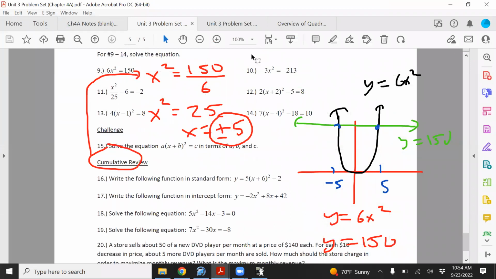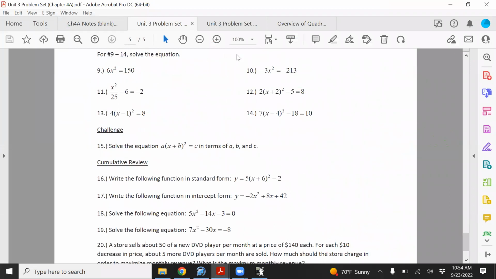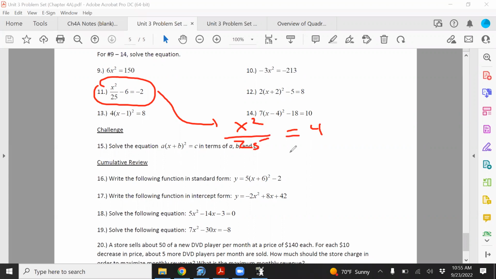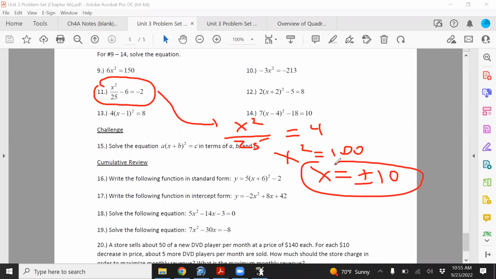Okay, the other ones really quickly. Then we're done. I promise. You guys have been troopers. Okay, how do I get x by itself for 11? Add the 6. You could multiply by 25 if you wanted to, but you have to do it to everything. Maybe add the 6 first. What does x equal? 10 or -10. You get 2 answers. Yep. Okay, and then I'll leave that up.